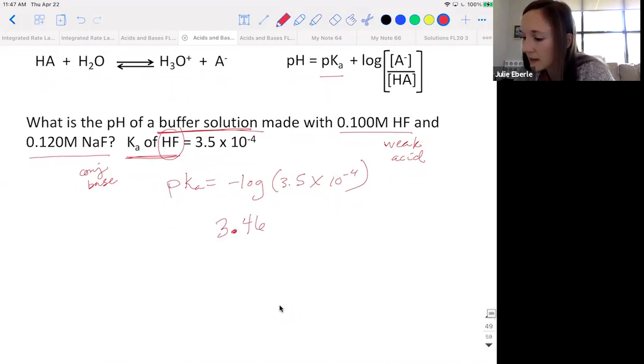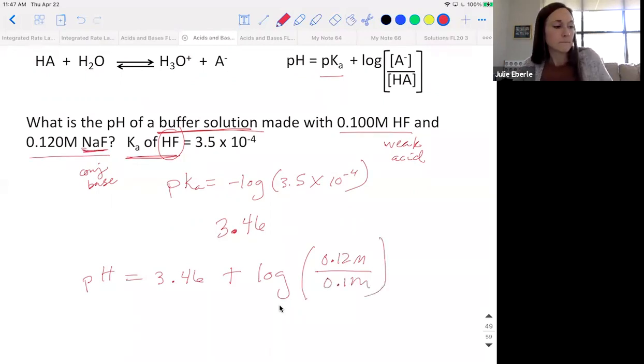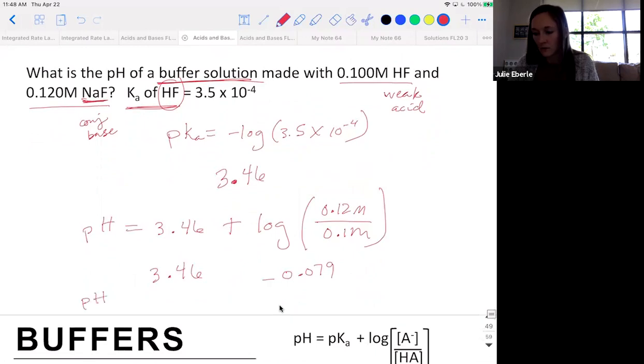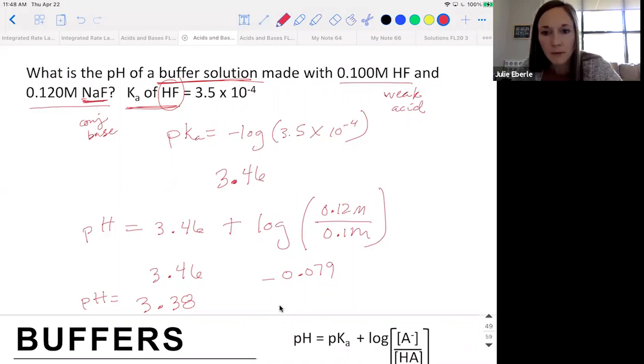All right, now let's solve for pH. pH is just pKa, 3.46, plus, not the minus log here, plus the log of the concentration of conjugate base on top. That is 0.12 molar because NaF is our conjugate base, divided by 0.1 molar on bottom. When you do that, you get 0.079. So 3.46 minus 0.079 is 3.38. It's our initial pH. Know what y'all got? Somebody get the same thing?